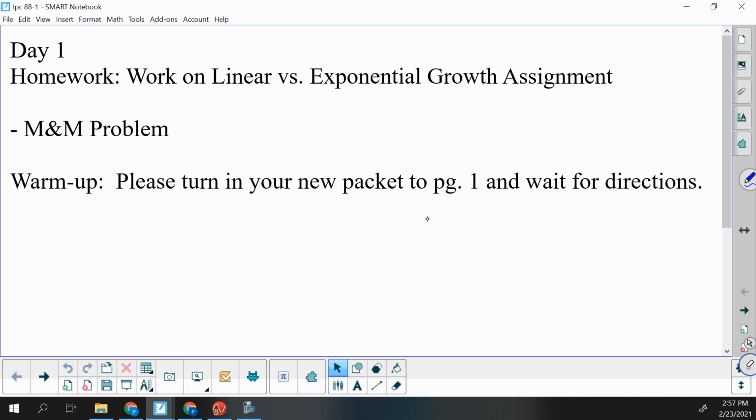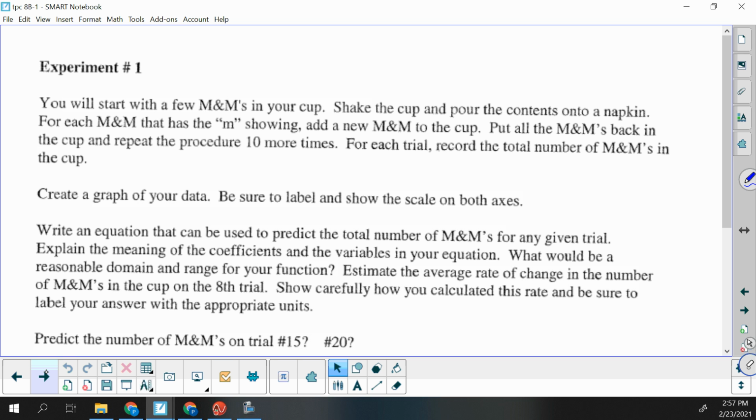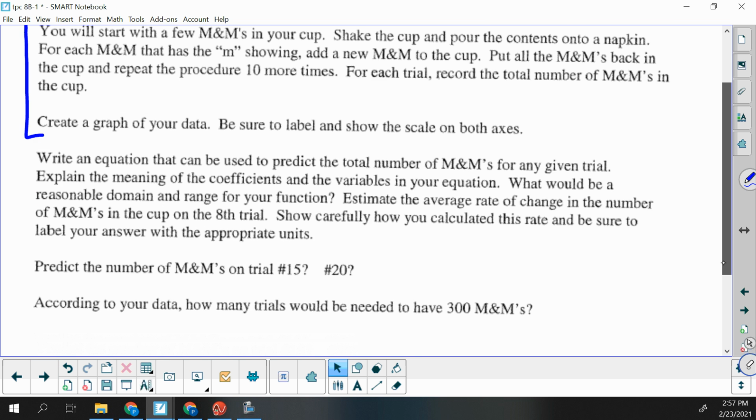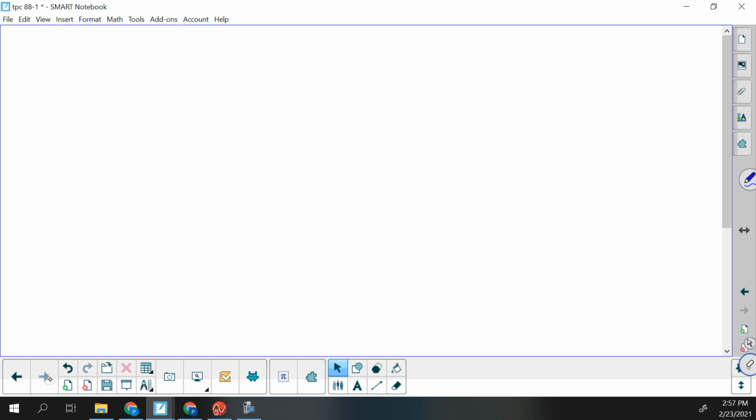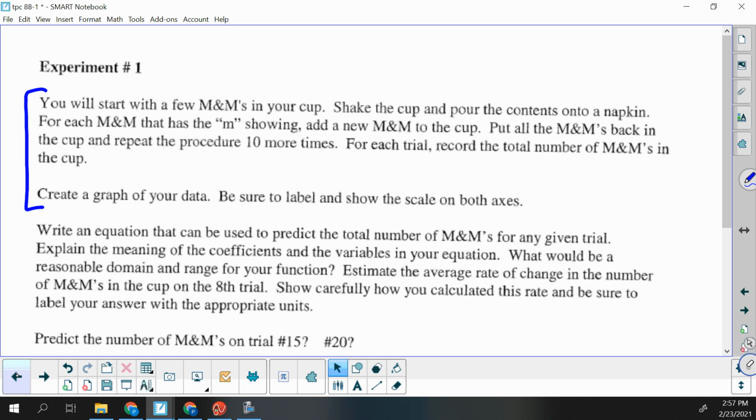So in today's class, what we're going to do is we're going to collect most of our data for our M&M experiments. So if you flip to page 1 in your packets, there's 2 experiments that we have. And our goal today is to do this part for experiment 1. And then I don't have it on this slide, but the same first 2 paragraphs for experiment 2 as well. So up to where it says create the graph for your data. So those 2 things you want to be doing today.